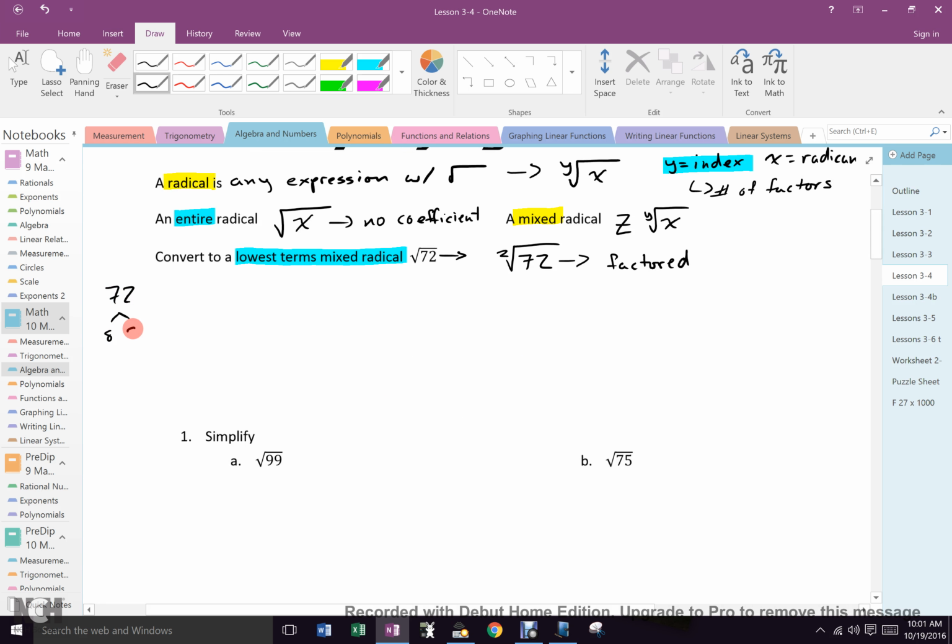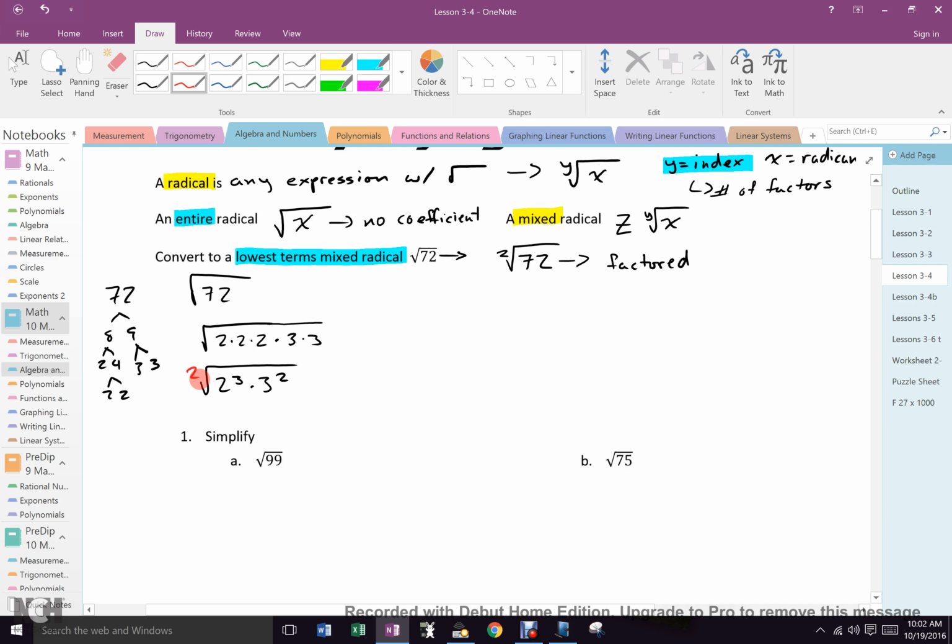72, 8, 9, 2, 4, 2, 2, 3, 3. And the root of 72 is also the root of 2 times 2 times 2 times 3 times 3. Correct? It is also the root of 2 cubed times 3 squared. Still okay? All right. Is everybody good with that? Everyone can get to there? No problem, right? Now, what is my index?